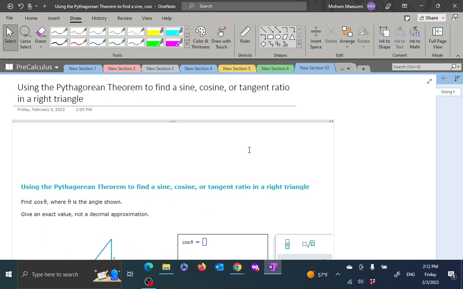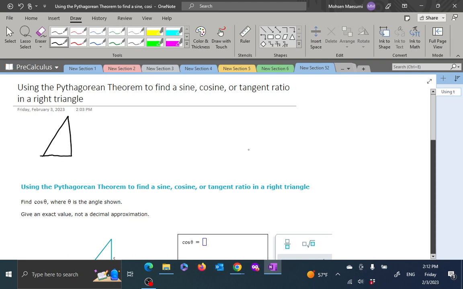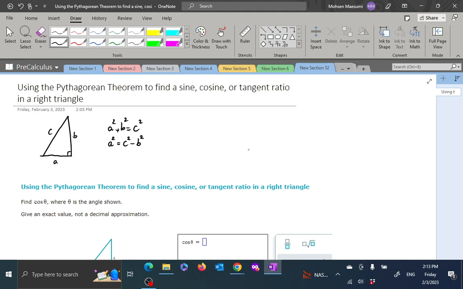Today's topic is using the Pythagorean theorem to find a sine, cosine or tangent ratio in a right triangle. Let me quickly remind you that if you have a right triangle, say with sides A, B, C, we of course have a squared plus b squared is equal to c squared. You can always find one of these sides in terms of the other two. So these are some of the forms that you might have. So a, you can write it as square root of c squared minus b squared.